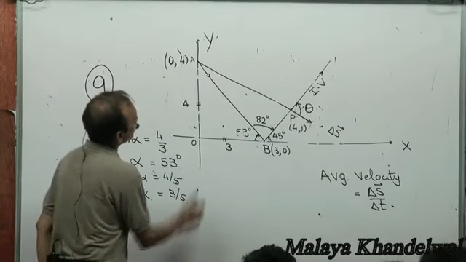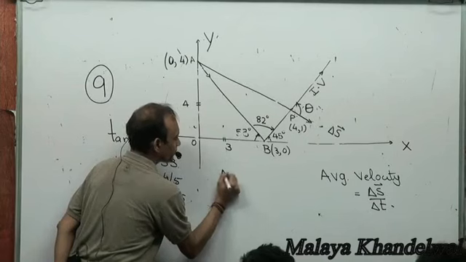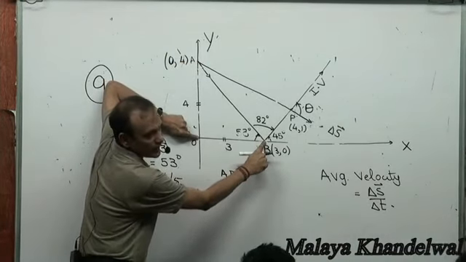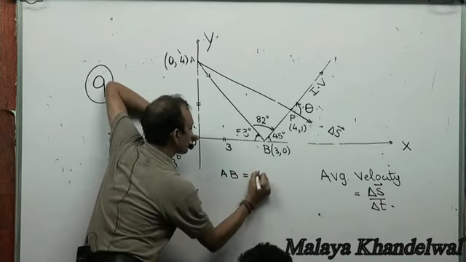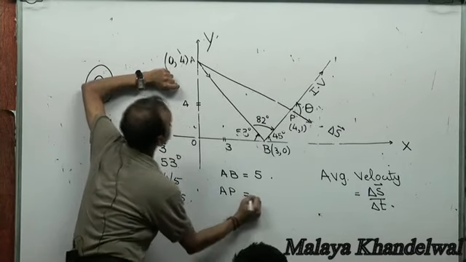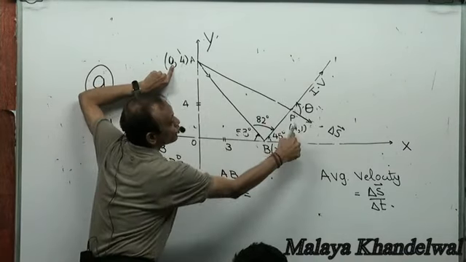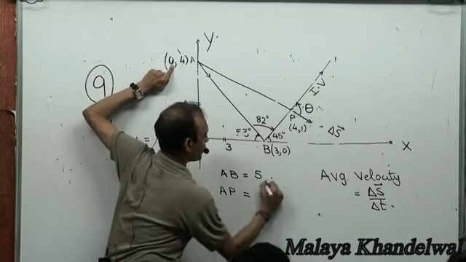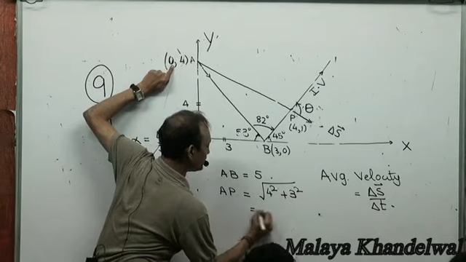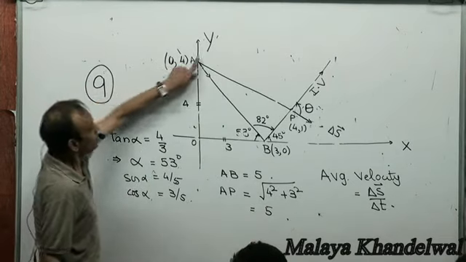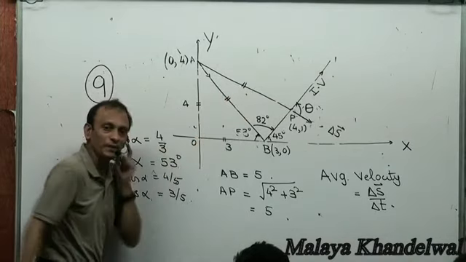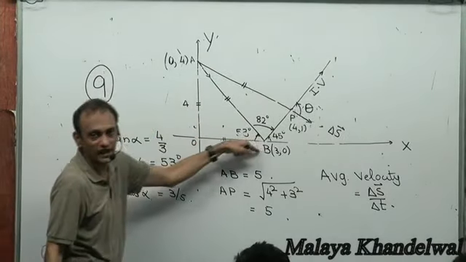Now, what is the length AB? Can you tell me the length AB? Root of 4 squared plus 3 squared, 5. AB is 5. Can you tell me the length AP? Distance formula, distance between (0, 4) and (4, 1): 4 squared plus 3 squared, that is also 5. Yes or no? That means AB is equal to AP. It's an isosceles triangle, therefore.